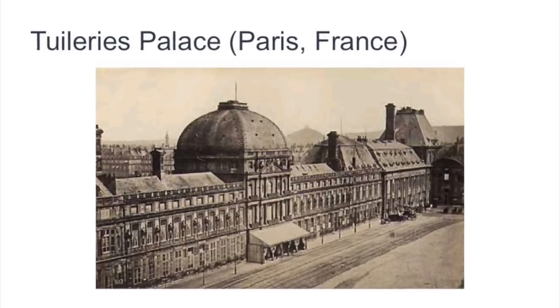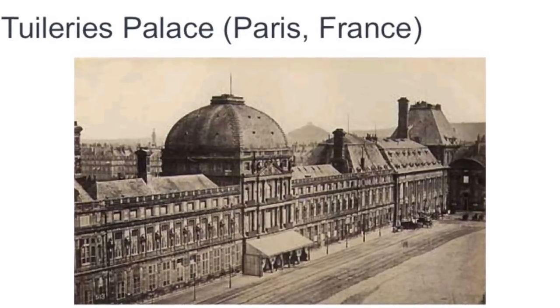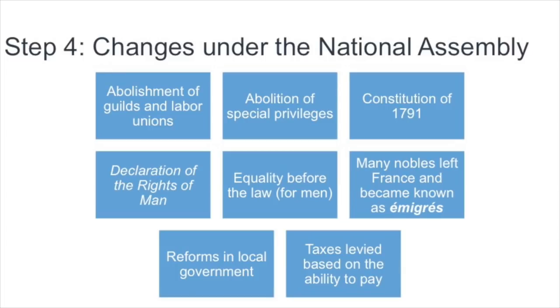In terms of prisons, Tuileries is a pretty nice prison. Now we're on to step 4, the changes under the National Assembly. What were they actually fighting for?